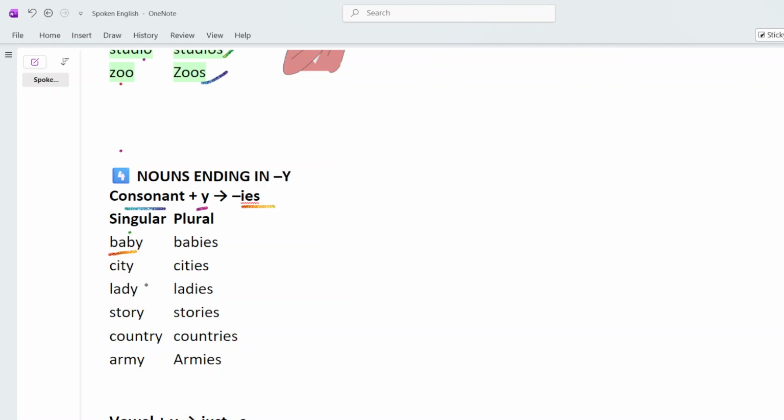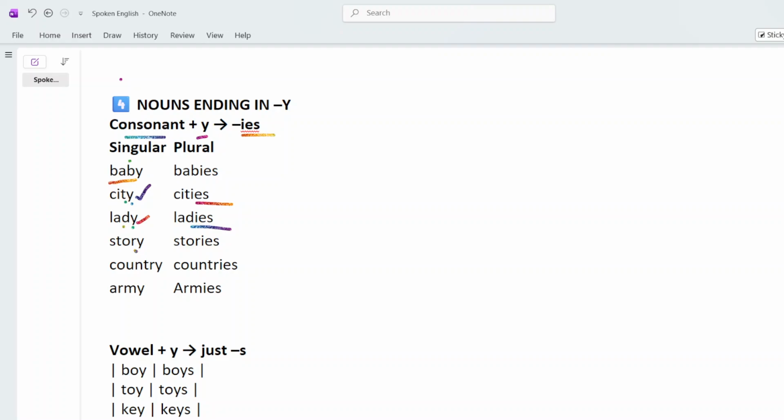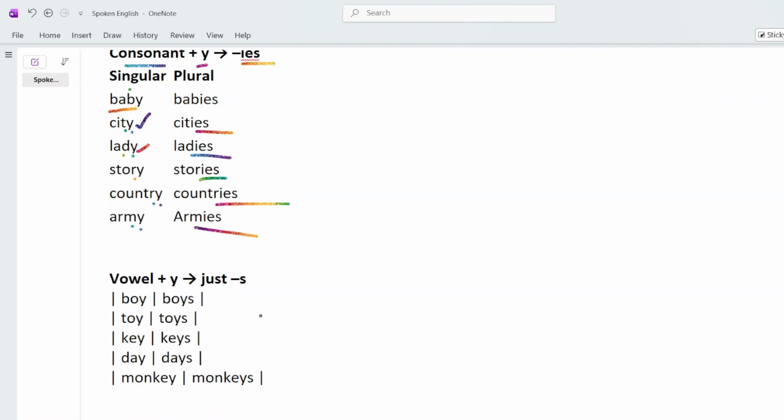Baby, babies. Same thing with city. T is a consonant plus Y. So here the rule is that we have to change the Y to IES. Lady, D is a consonant plus Y. So IES. Delete the Y and substitute it with IES. Story, R is a consonant plus Y. So IES. Country, again R is a consonant, Y, IES. Army, M is a consonant again, Y. So armies. All right, great.